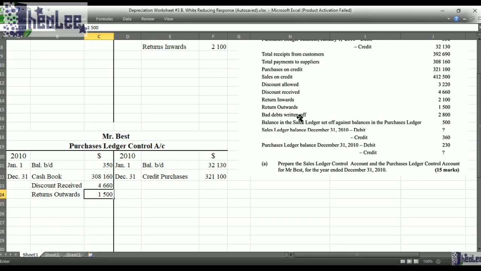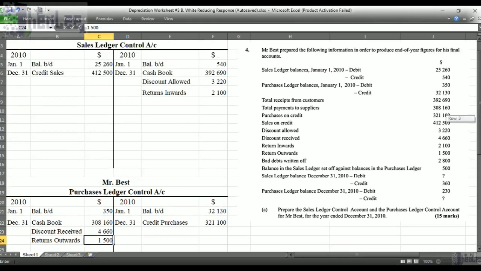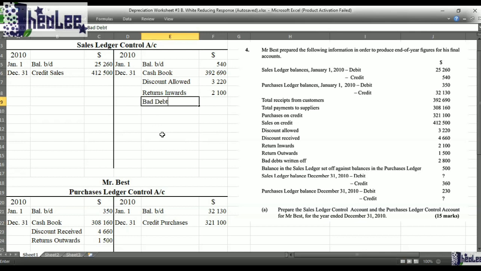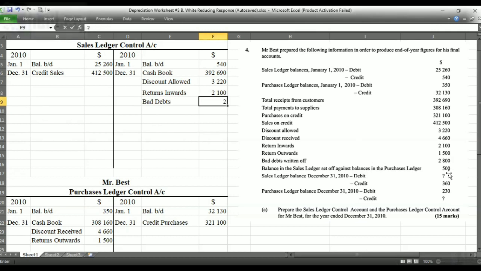Next item, bad debts written off. What is bad debt linked to? Remember, we did a lesson on that. Bad debt is linked to our customers. Once you're writing off bad debt, you're reducing the value of what the customer is owing to the business. You're writing off the balance owed by that particular customer because of bankruptcy, etc. So that's a reduction in our sales ledger control. We are going to make a credit entry, and our details is bad debts. The amount for that is $2,800. Remember to double check the value that you're recording.